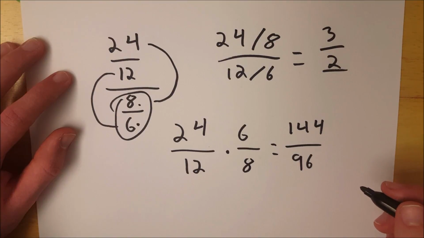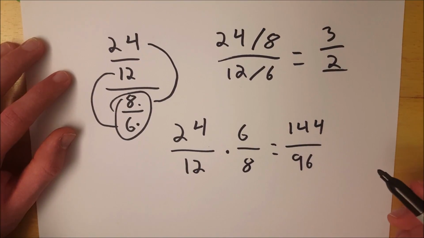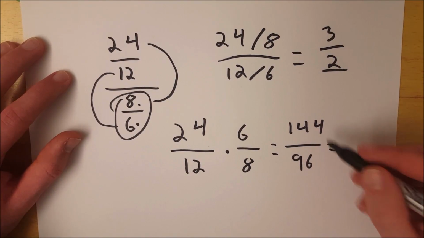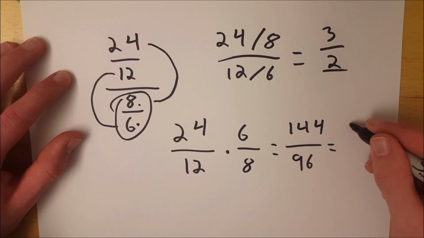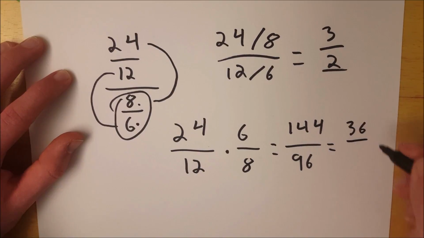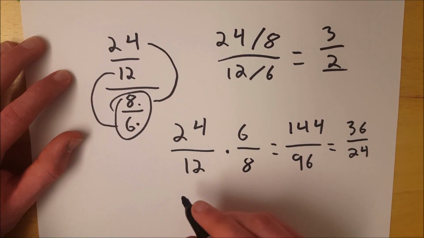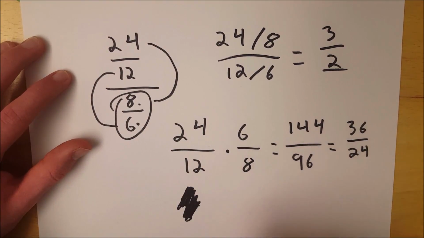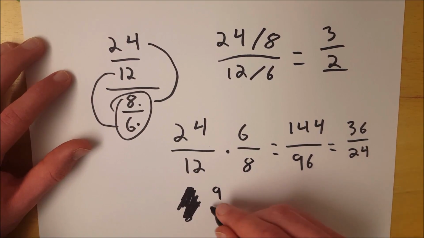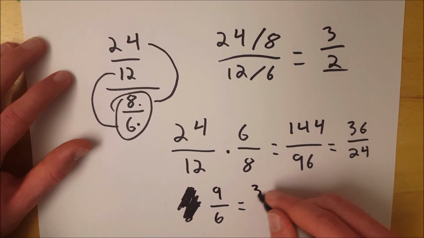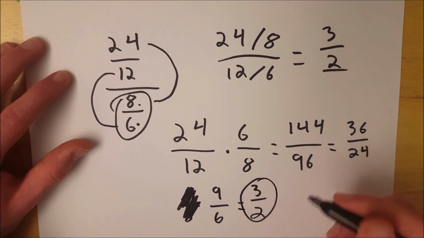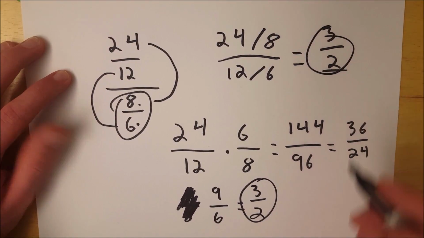And now we can reduce these fractions a bit. 4 goes into both of these. So if we take 4 out of both the numerator and the denominator, that will leave us with 36 over 24. And 4 goes into both of those as well. So that will leave us with 9. Sorry, I made a mistake. That will leave us with 9 over 6. And 3 goes into both of these, which gives us 3 over 2. That's the answer we're looking for, matches that one.